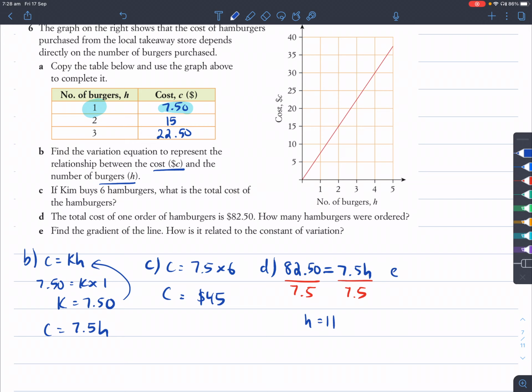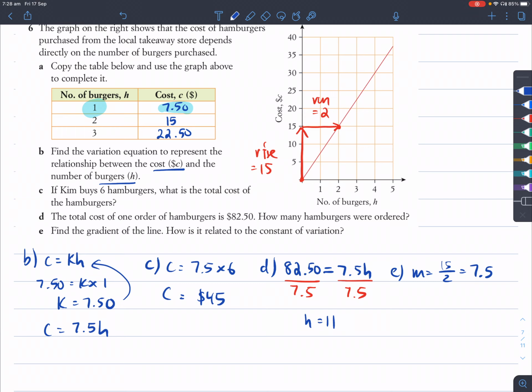And for question E, question E says to find the gradient of the line. How is it related to the constant variation? The gradient of the line is very simple to find. If we analyze these 2 points on the line, which are on the corners of a square, we can see that the rise here is 15, whereas the run here is 2. So your rise over run, which is the gradient, is 15 over 2, which is 7.5.